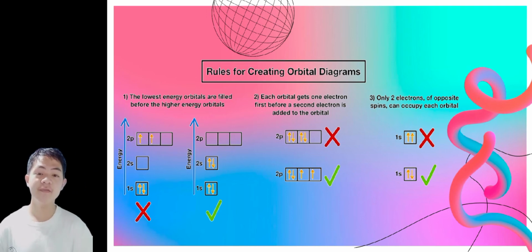orbitals are filled first before the higher energy orbitals. The lowest energy starts from 1s, then 2s before reaching the 2p, and so on. Each of the orbitals gets 1 electron first, like the arrow pointing above, before a second electron is added to the orbital, like the arrow pointing downwards. Only 2 electrons of opposite spins can occupy each orbital, which means that inside a single orbital, there must be an electron facing up and facing down, or simply in opposite directions.